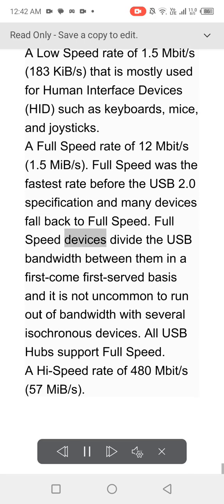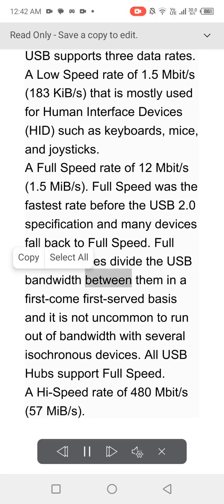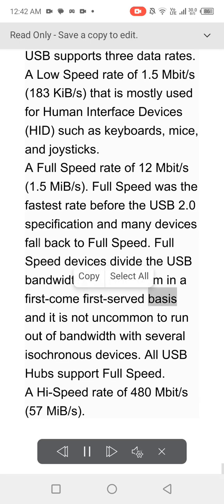Full-speed devices divide the USB bandwidth between them on a first-come, first-served basis, and it is not uncommon to run out of bandwidth with several isochronous devices. All USB hubs support full speed. A high-speed rate of 480 megabits per second, 57 MB/s.